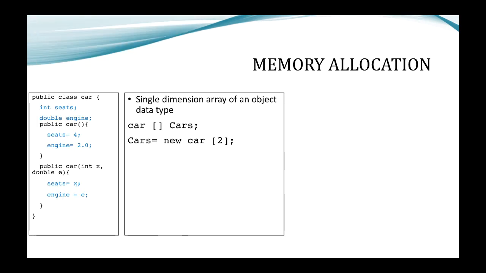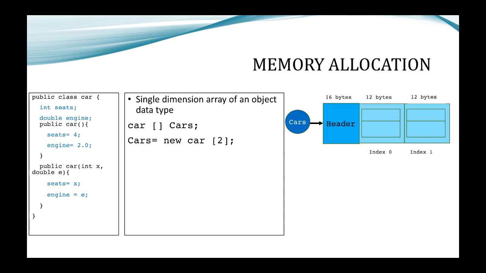Let's see how arrays work with objects. So here I'm creating an array called cars with a capital C, of type car. And the size of the allocation is 2. Now, what this is going to do is create a reference cars pointing to a memory location of this shape. So we have a header, which is 16 bytes. And we're going to have two index positions because you wanted two index positions.